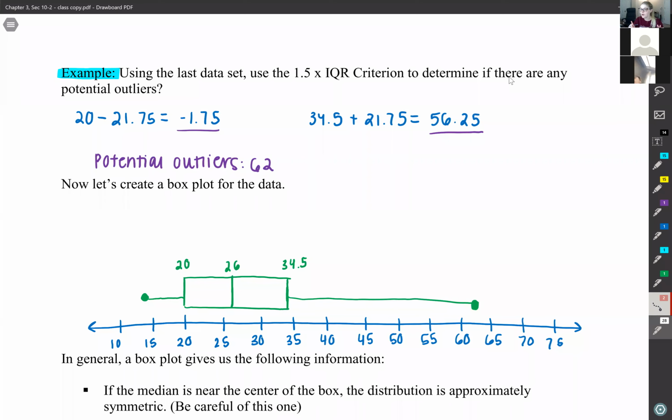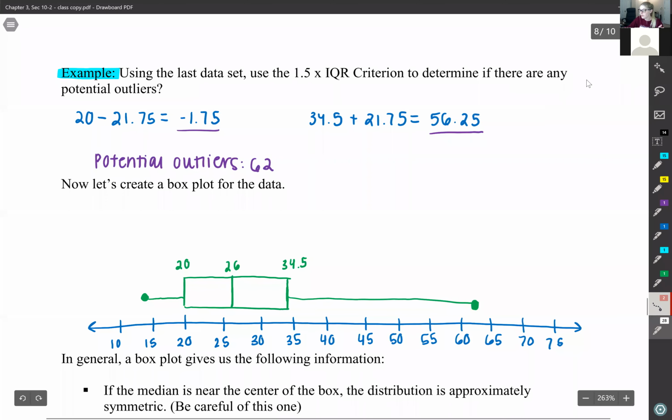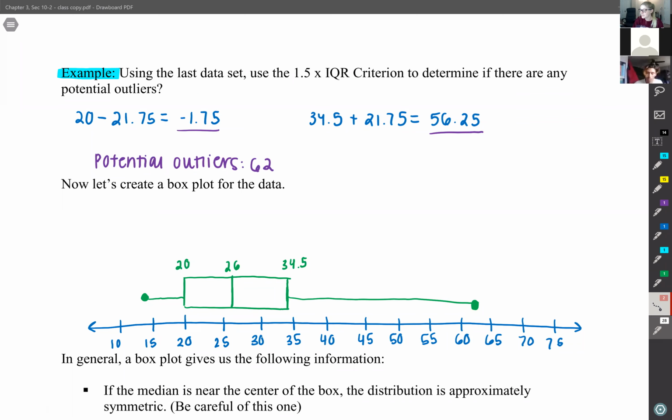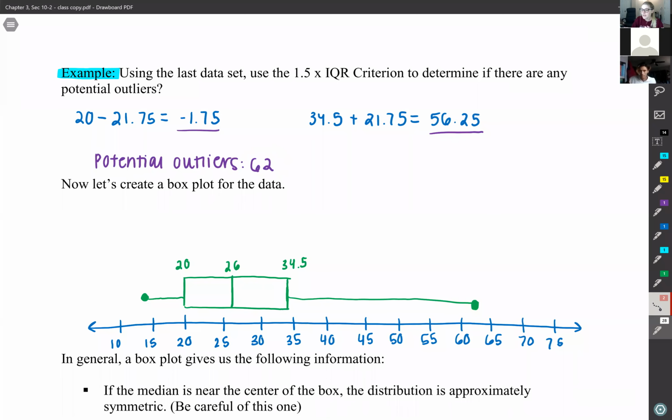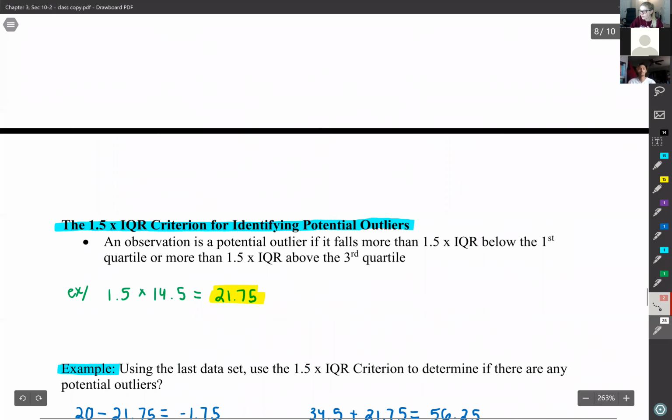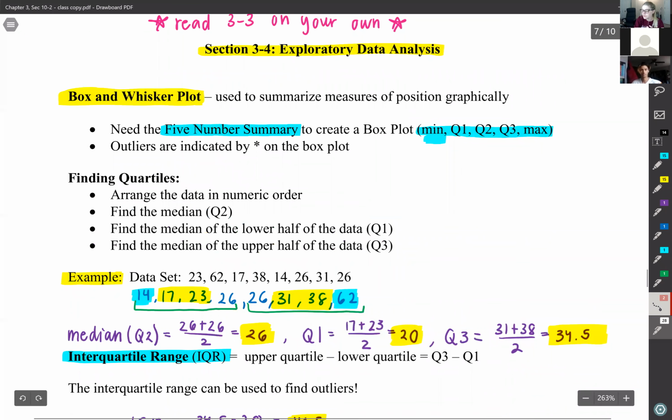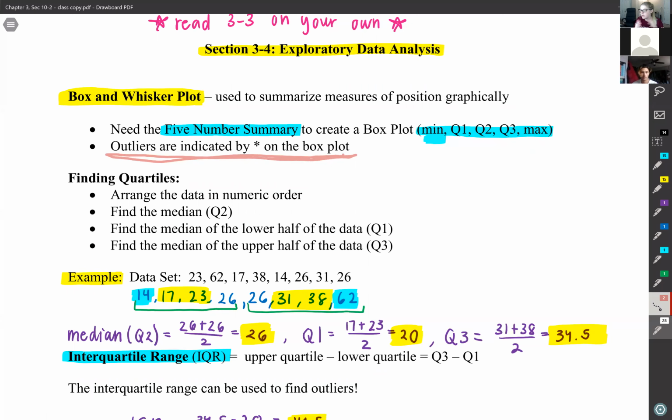I'm really sorry that I said no, because I know that's probably confusing. They say potential, but they are actually outliers. So just to clarify. And then that affects my plot. This is where I made the mistake, because I didn't consider 62 an outlier, even though we identified it as one. If you go up in our notes, when we first introduced the plots, it tells you to indicate outliers by a little star on your plot. And I did not do that because I didn't consider 62 an outlier. So I just need to show you guys how to fix that.